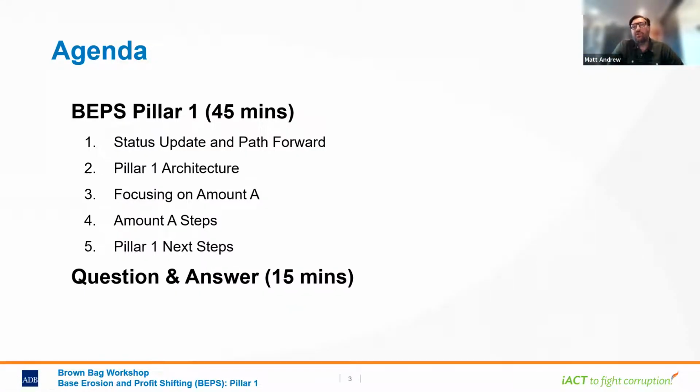In terms of this, I'm going to take you through an overview of the timeline and also what Pillar 1 actually is, its constituent parts. Then we'll go through each component of Pillar 1, and particularly Amount A, and then we'll finish with what's next for that, and then we'll move into a question and answer.